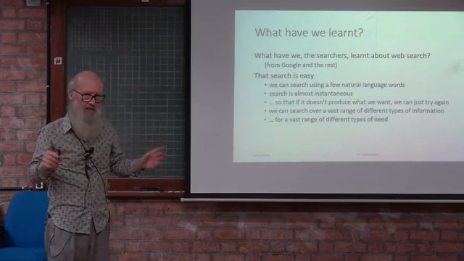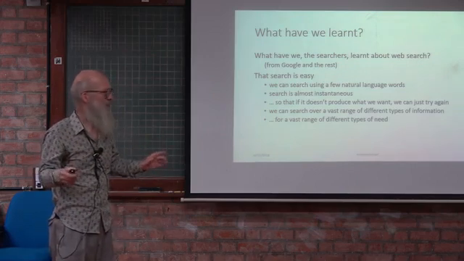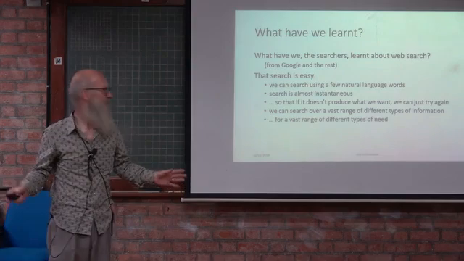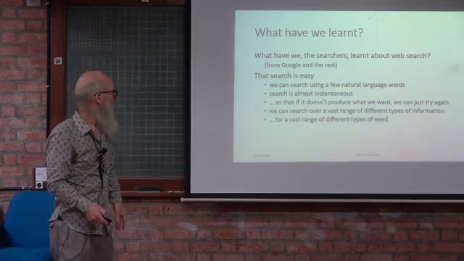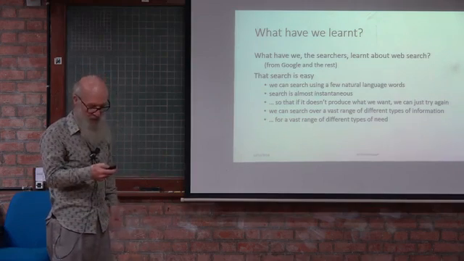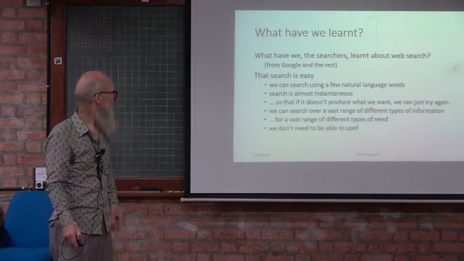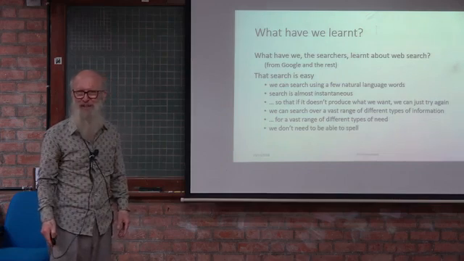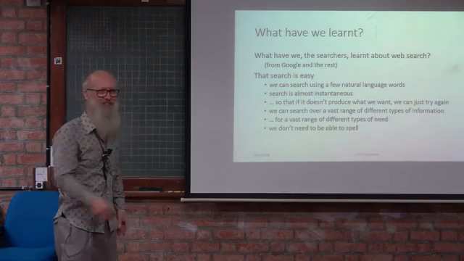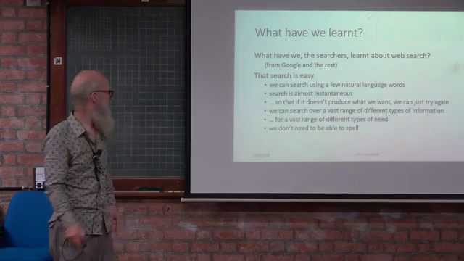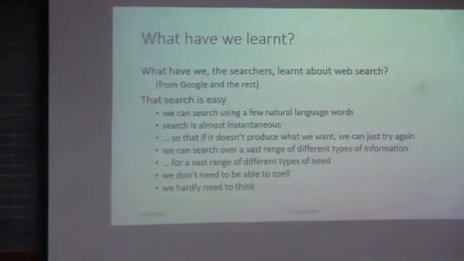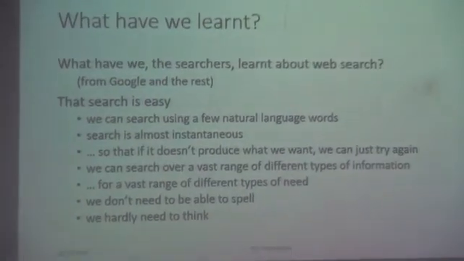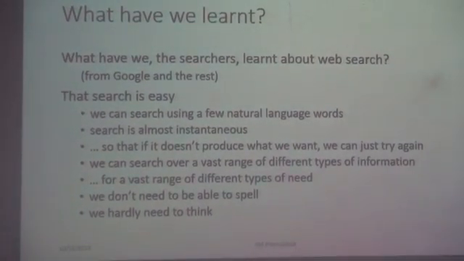We can search over a huge range of different types of information, much more than any of the libraries we've ever seen. We don't even need to be able to spell, because the search engines usually can spell for us. This is tongue-in-cheek, sorry. We hardly need to think about it. Okay, we've learned all those things.